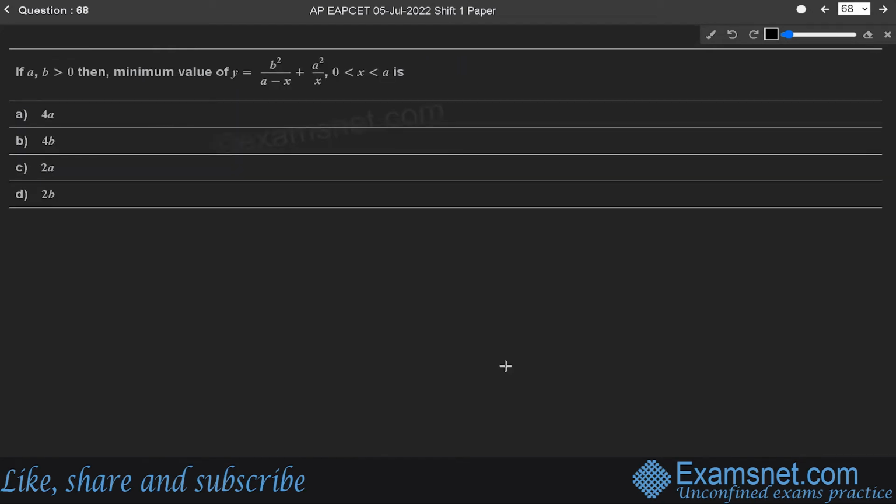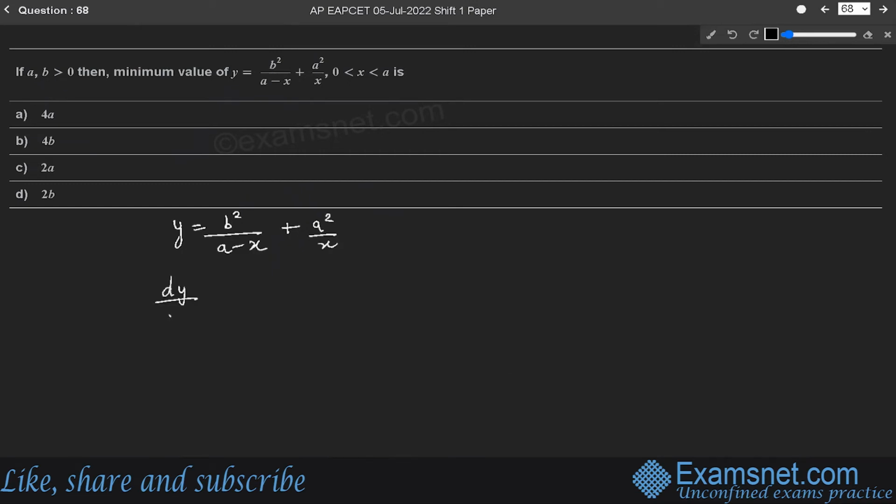Next question is a very, very simple question. If a and b are greater than 0, then the minimum value of y is equal to b square upon (a minus x) plus a square upon x, where x lies between 0 and a, is. Again, an equation is given which is equal to y. So let us find its differentiation.